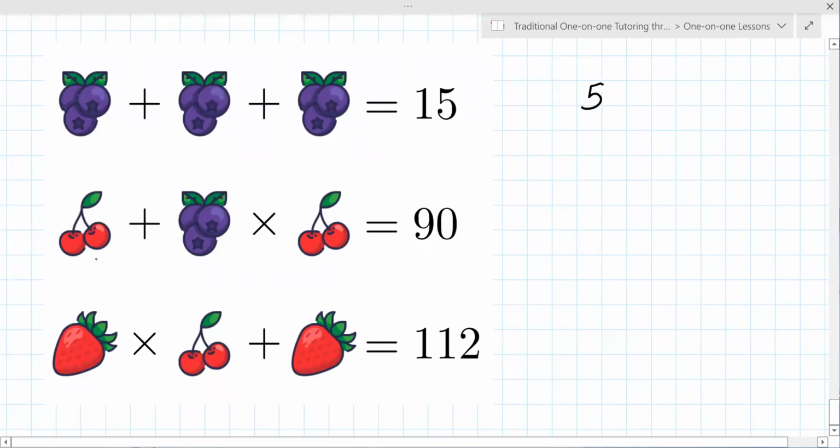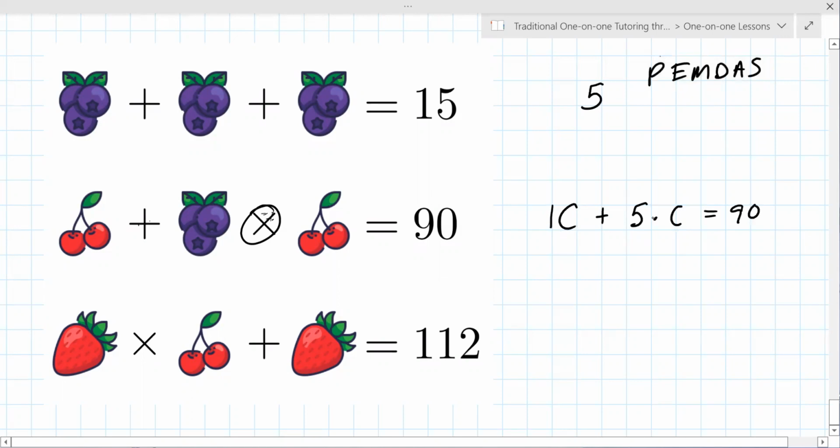And now we want the cherry. Now this one's a little bit more difficult because in terms of math operations, what do you do first? Do you add or do you multiply? Add. No, multiply. When you're simplifying, you multiply before you add and subtract. So the second line, if you were to write an equation for cherry, is C plus 5 times cherry equals 90.